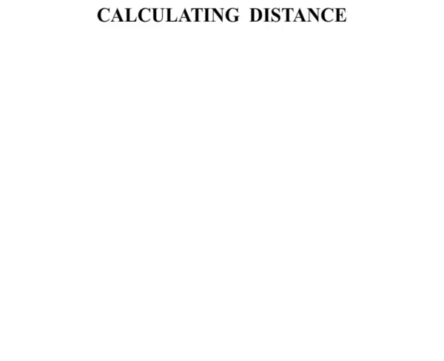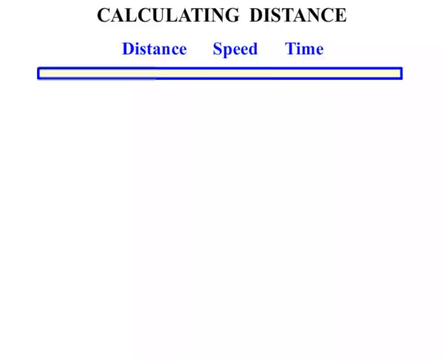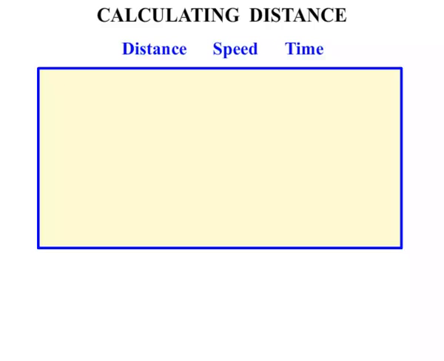Now in this lesson we're going to do some work on calculating distance. Now in these questions we'll see distance, speed and time. I'm going to show you a nice little diagram that shows us the connection between all three. We draw a little triangle and draw the line across like that.